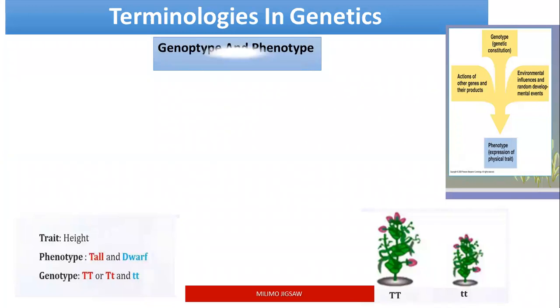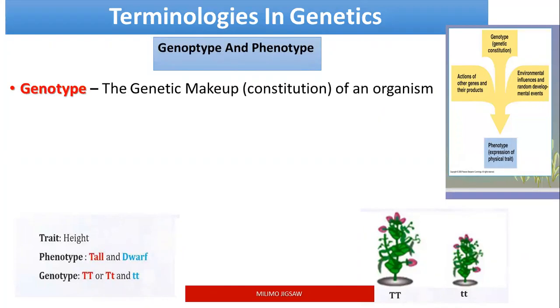Let's look at genotype and phenotype. So when we look at the genotype, from the word gene, we have genotype. When we talk about the genotype, we're talking about the genetic makeup of that organism. That's what is known as genotype.